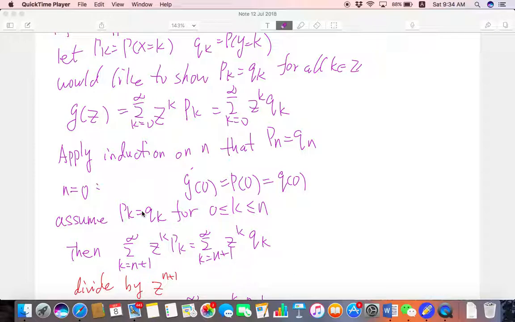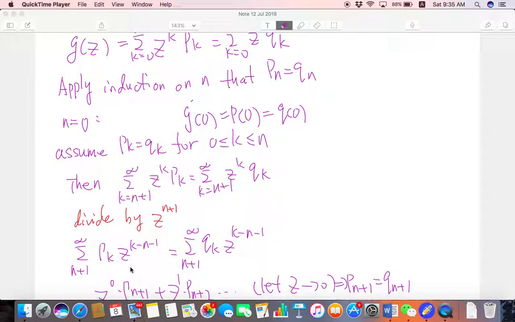Then it comes to the second step. We assume that P_k equals Q_k for all k from 0 up to n, sorry. Then we just remove the previous n terms and start from n plus 1 up to positive infinity. And the last step is to divide by z to the n plus 1 and write out the formula calculated after this procedure explicitly.